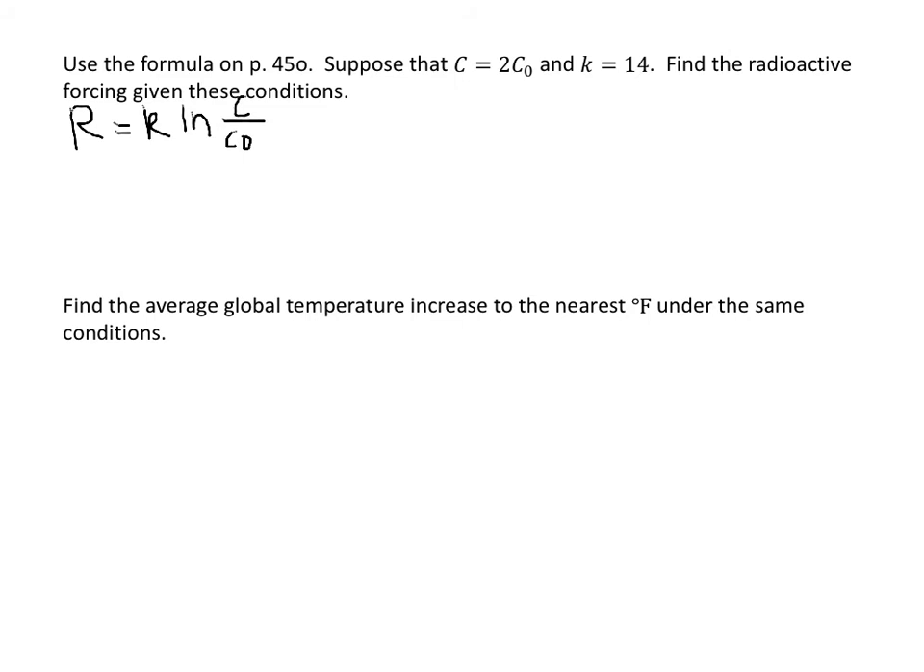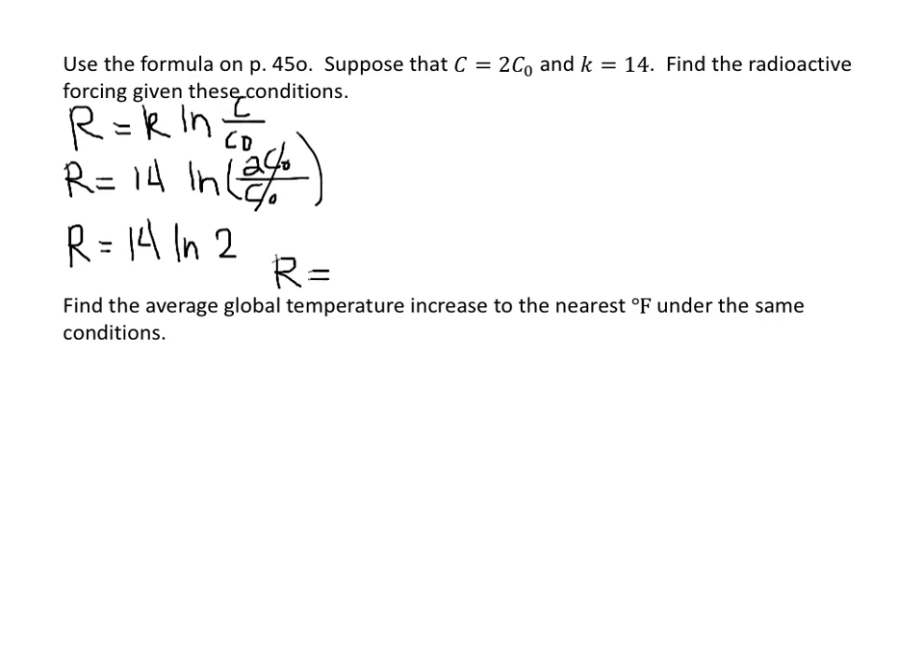So looking at this, I get R is equal to K being 14 times the natural log. C is equal to 2C naught, so 2C naught over C naught. Those will cancel. So R is equal to 14 times the natural log of 2. So when I plug this in to my calculator, I get R is equal to 9.704, and it's watts per meter square.